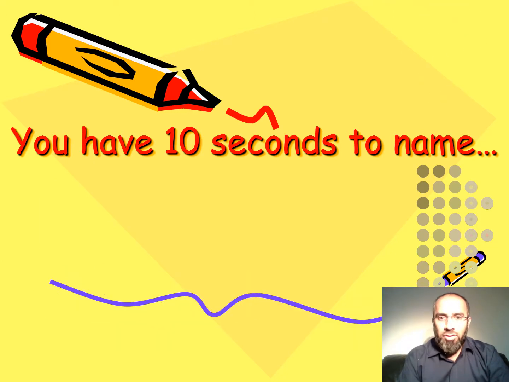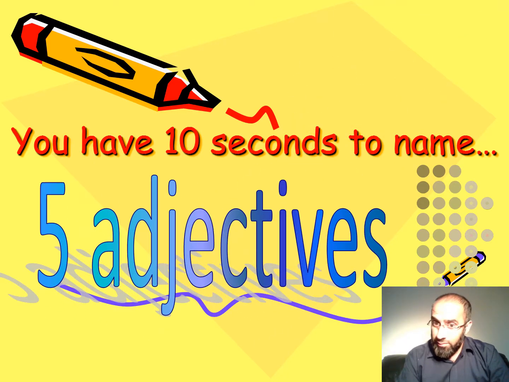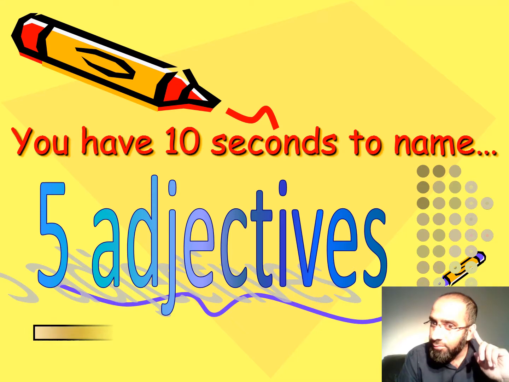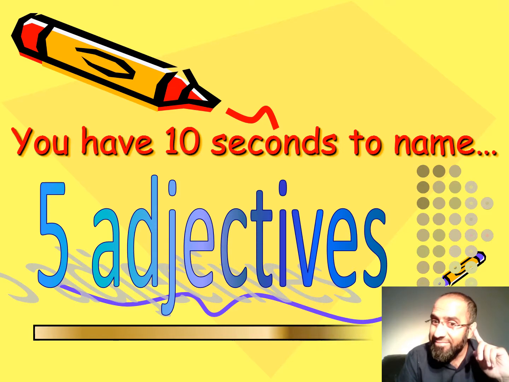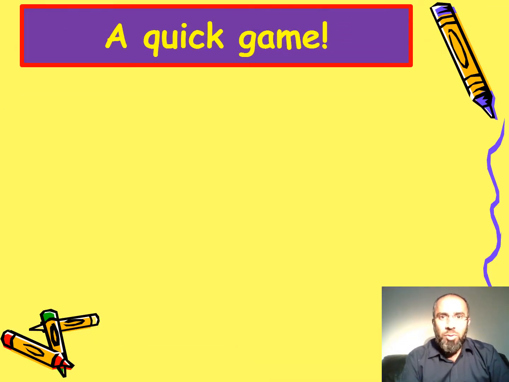Very good. Okay, I think this is the last one now. 5 adjectives this time. 10 seconds to name 5 adjectives. Good. Good, well done, excellent. You've done a very good job. Amazing. Okay, let's move on.